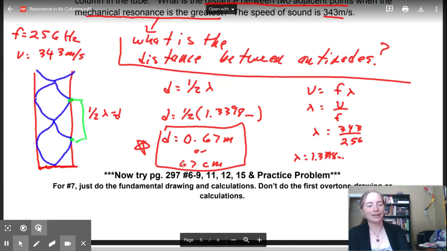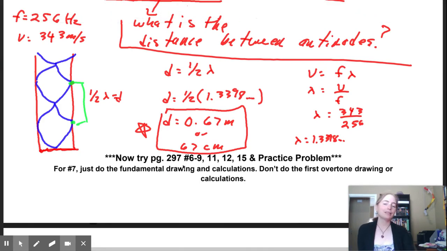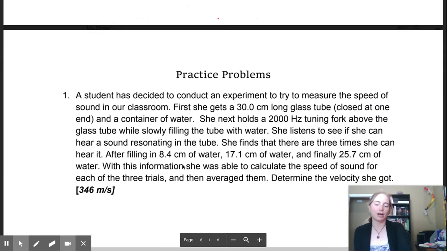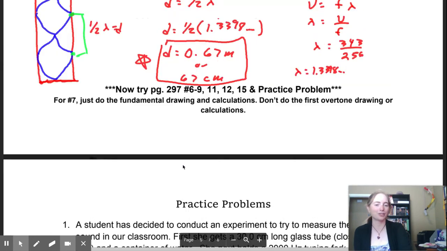So, ladies and gentlemen, we've got some practice problems there at the bottom for you guys to try from your workbooks. And then we've got another practice problem there for you guys to work on as well.